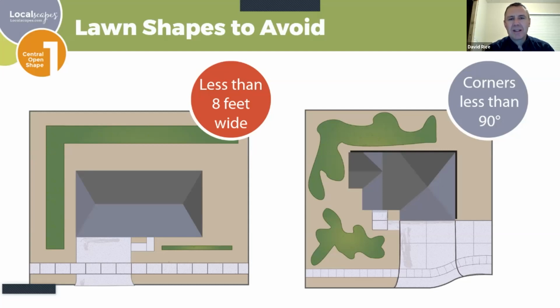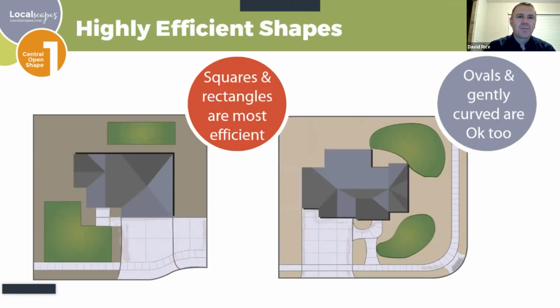So avoid areas less than 8 feet wide, avoid corners less than 90 degrees in angle. So don't have these weird tight corners. It's going to be very difficult to irrigate those effectively and mow them, the maintenance on them and so forth. Architecturally, on paper, you might think it looks really cool, but when you actually get into maintaining areas like that and irrigating and everything else, it becomes really messy and difficult.